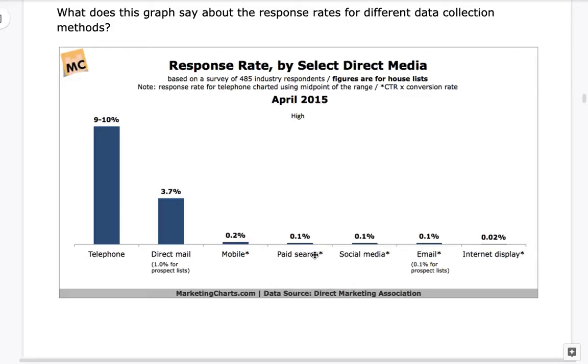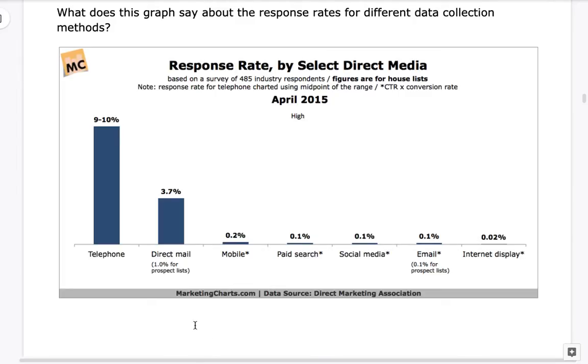A paid search, so you offer to pay someone to a paid search, you only get 0.1%. Social media, ask on Facebook or Twitter, only about 0.1% of people respond. Email, again, 0.1. Internet, so those surveys that pop up on your screen, say, would you like to fill in? Only about 0.02% of people actually respond to those.